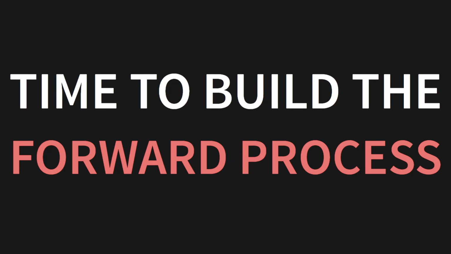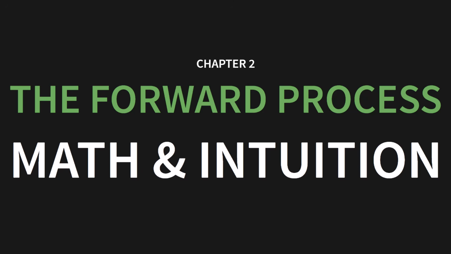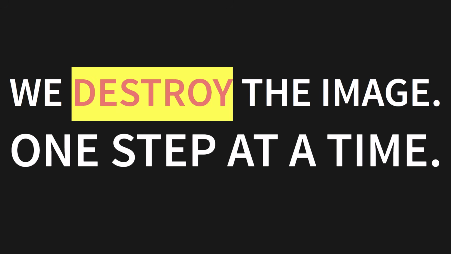All right, chapter 2. This is where we get into the math and the intuition behind diffusion. So what is the forward process? Simply put, we destroy the image. That's it. That's our only job in this chapter. We take a beautiful, clean image and we systematically, step by step, turn it into pure noise. So how do we do that?